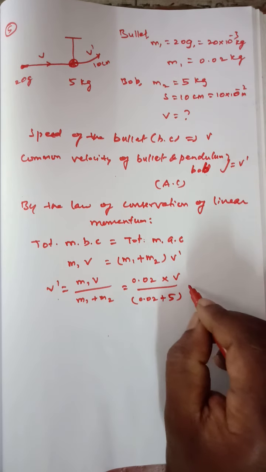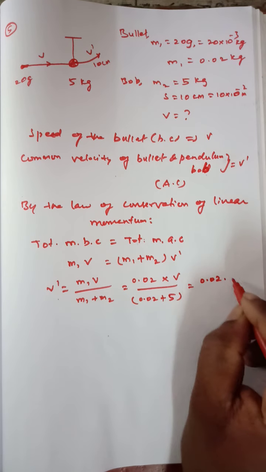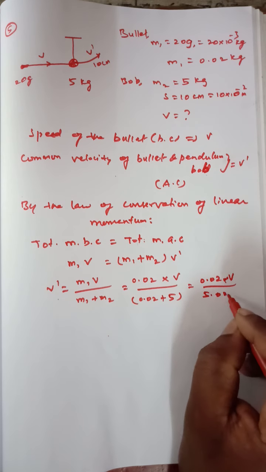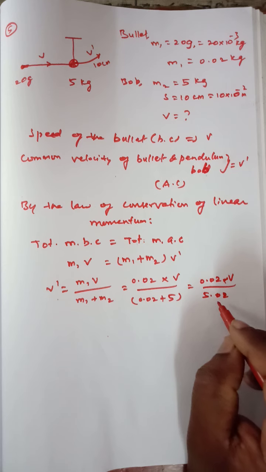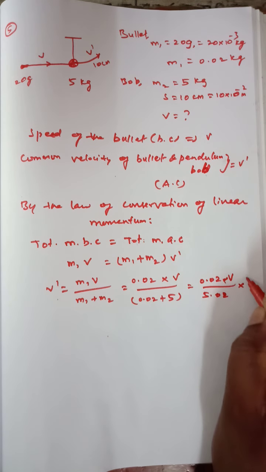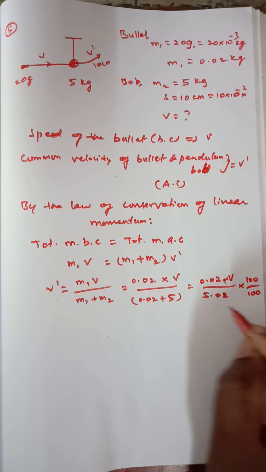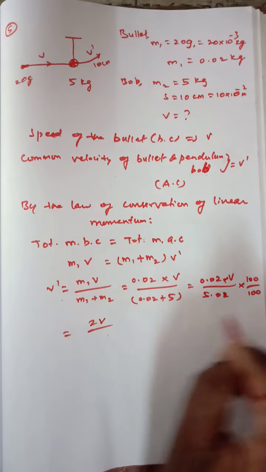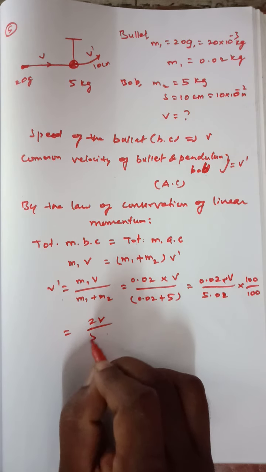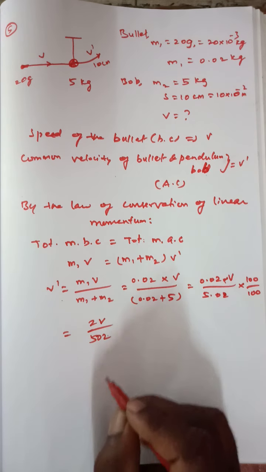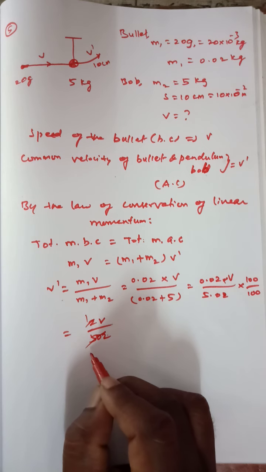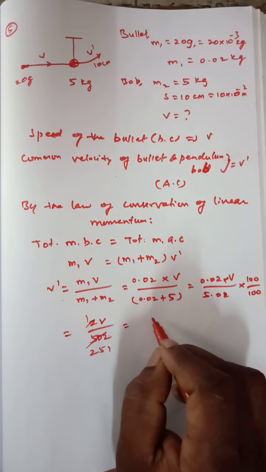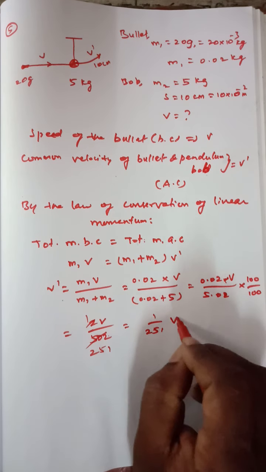So adding these two, we get 0.02 into v by 5.02. To make a whole number, we have to use the left side of the digit, so multiply and divide by 100. We cancel to make a whole number, so it becomes 2v by 502. On cancellation, we get 1 by 251 into v.